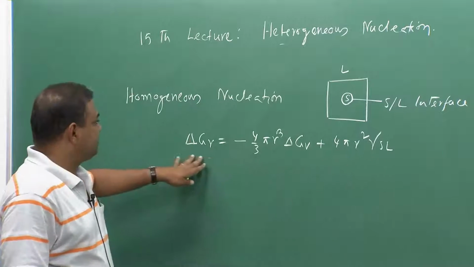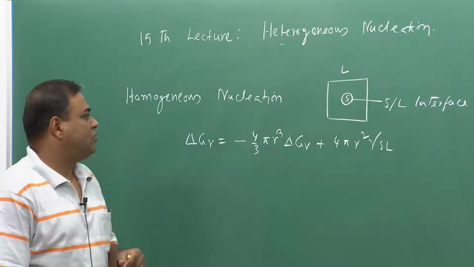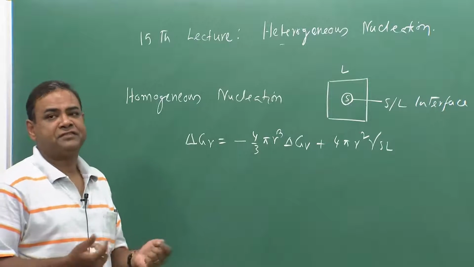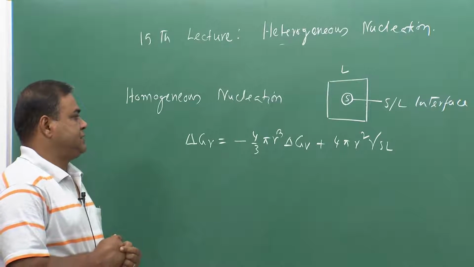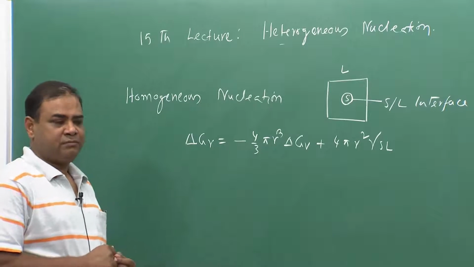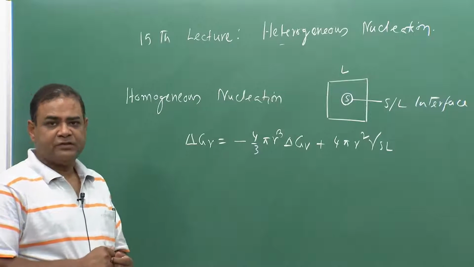This is a classic example of homogeneous nucleation, where it does not need to form on any surface, and it can be practically possible, though we need to do very sophisticated experiments.